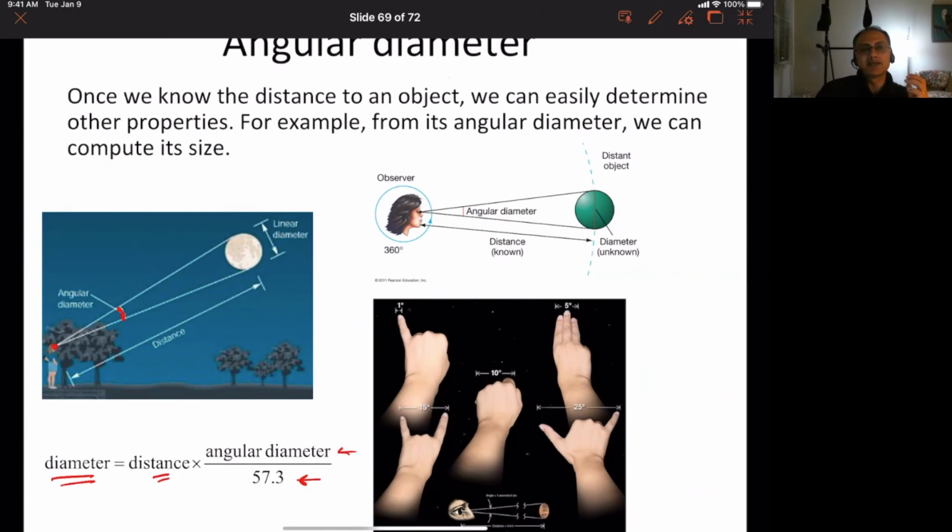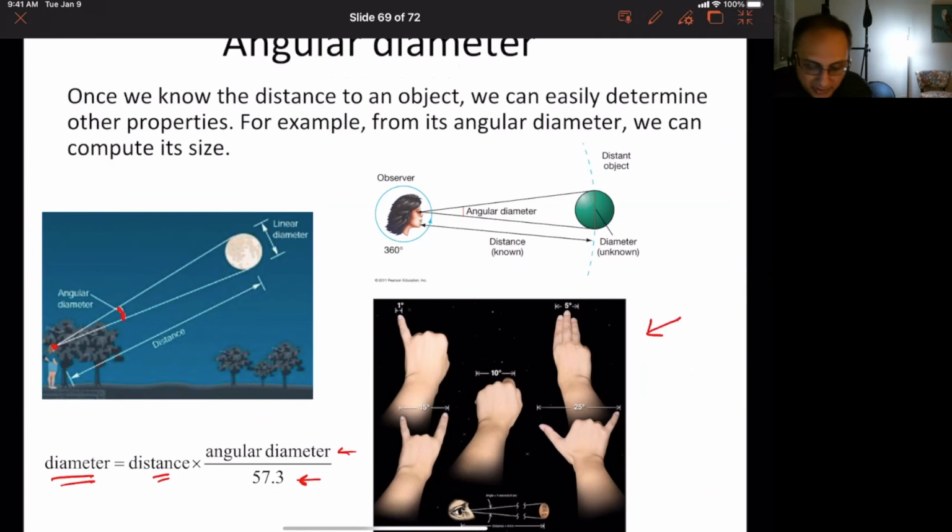There are instruments which will measure it for you very accurately, but it's very easy to just make a ballpark estimate of the angular diameter in degrees. So how do you do that? You can just use your hands and fingers. If you make a fist and stretch out your arm in front of your face, then the width of the fist is 10 degrees. So your fist makes a 10-degree angular diameter.